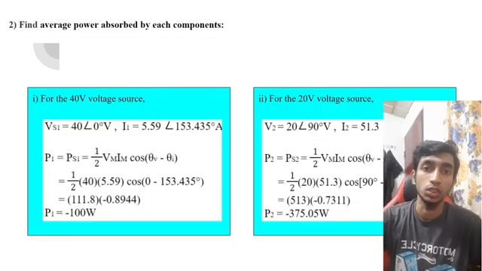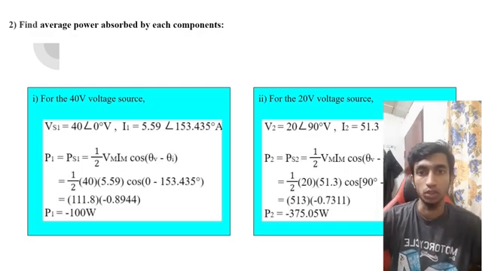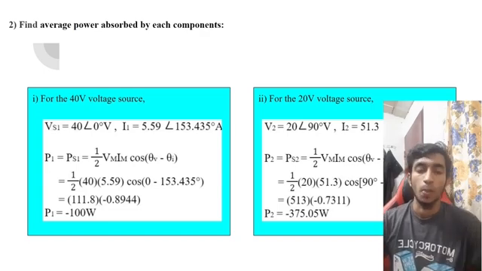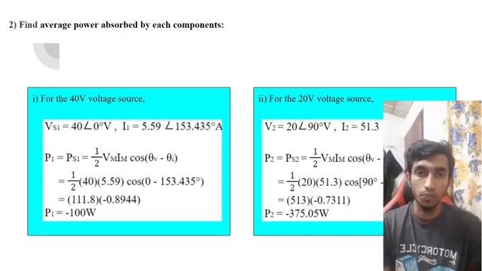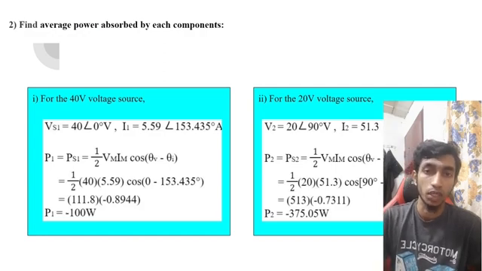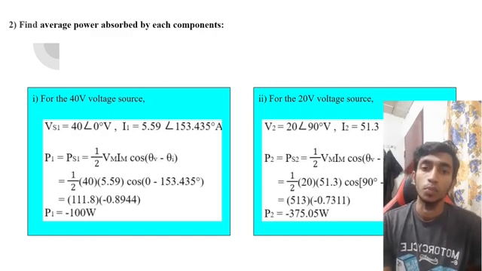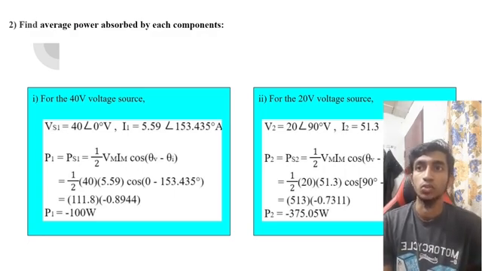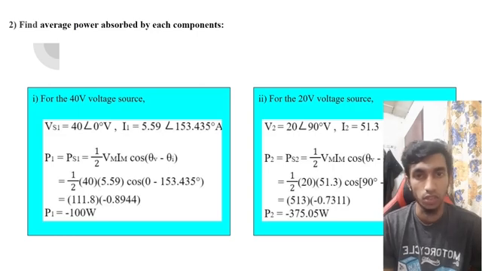So using the values of I1 and I2, now we can calculate the average power absorbed by each component. First, we will calculate the power absorbed by the first voltage source. The formula for the power absorbed is half Vm Im cos of the voltage angle minus the current angle. When we apply the formula, we will get the power for voltage source 1 and voltage source 2. P1 equals negative 100 and P2 is negative 375.05.